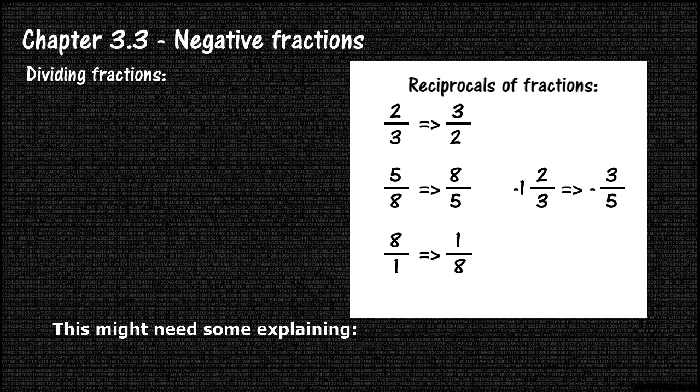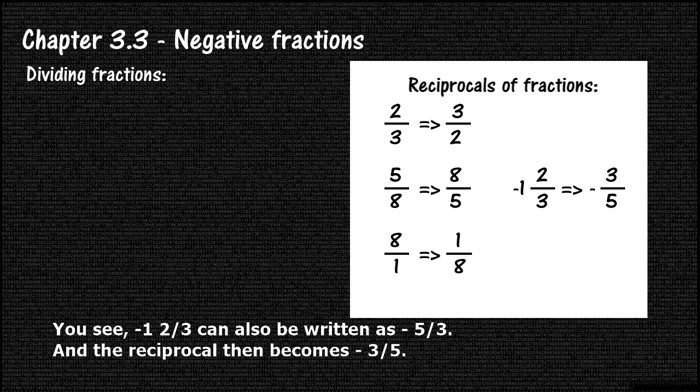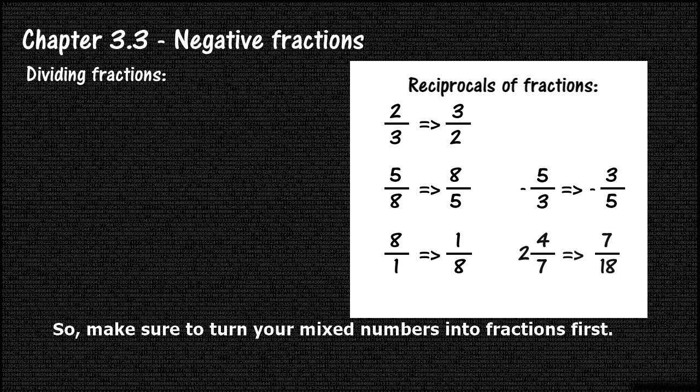This might need some explaining. You see, minus 2 and 2 over 3 can also be written as minus 8 over 3. And the reciprocal then becomes minus 3 over 8. So make sure you turn those mixed numbers into fractions first.